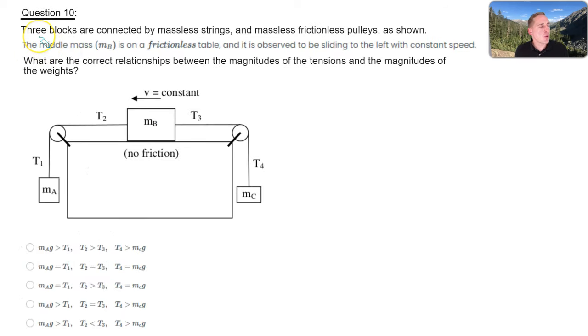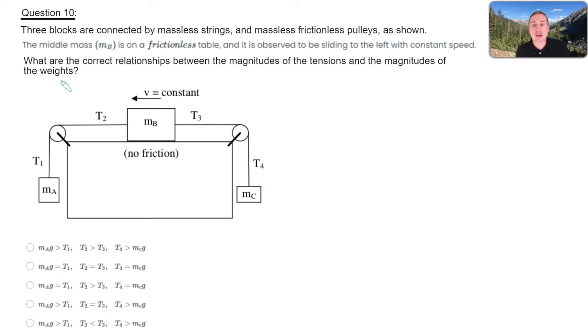Okay, so here we have question 10. 3 blocks are connected by massless strings and massless frictionless pulleys as shown. The middle mass, m sub b, is on a frictionless table, and it's observed to be sliding to the left with constant speed. What are the correct relationships between the magnitudes of the tensions and the magnitudes of the weights?